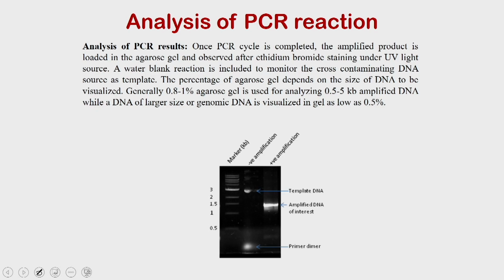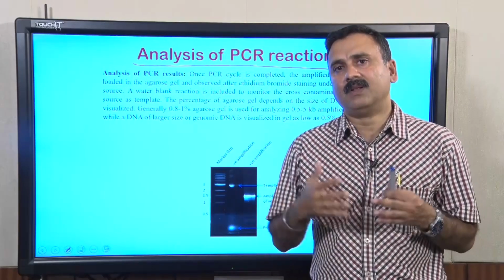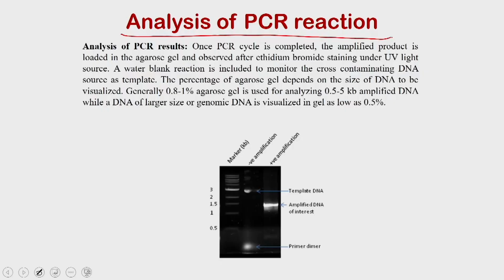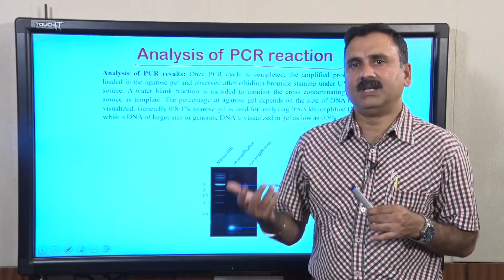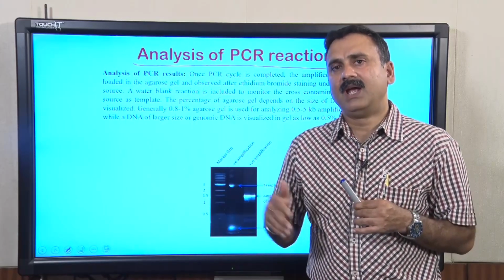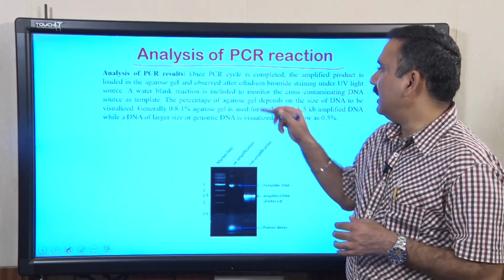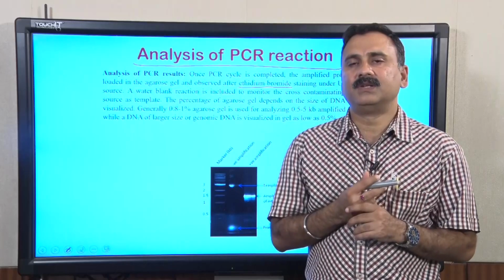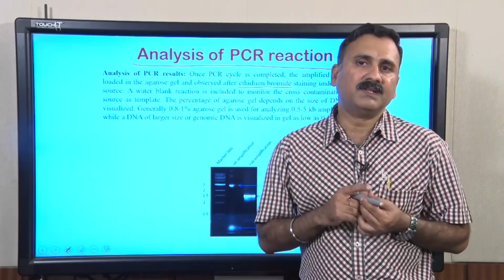Then at the end, Banesh and his team are going to show you how to analyze the PCR product. Once the PCR is over, you take out the sample from the PCR machine. Then you have to cast an agarose gel, taking a lot of precautions, and while casting you can add the dye called ethidium bromide. Ethidium bromide is an intercalating agent, and it intercalates into the DNA, which is how it gives fluorescence to the DNA.